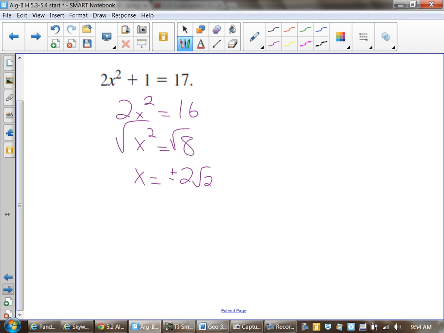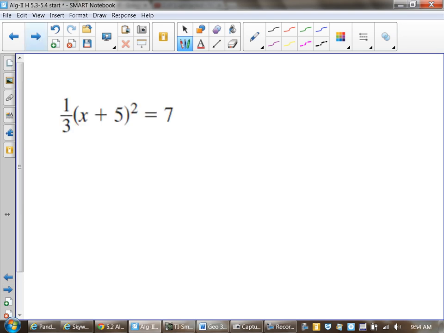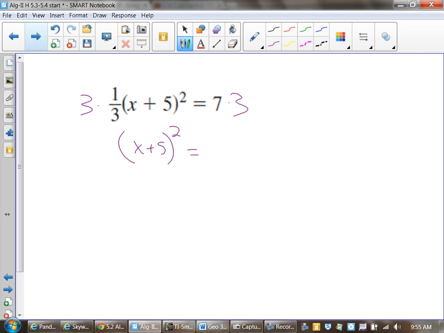I'm sure you probably have done something like this before, and you might not have been such a stickler as far as the plus minus, so I'm guessing. So let's look at another one. 1/3 times the quantity x plus 5 squared equals 7. What do you do first? Okay, multiply everything by what? 3. Yeah, multiply everything by 3. Get rid of the fraction. So now I have x plus 5 quantity squared equals 21.